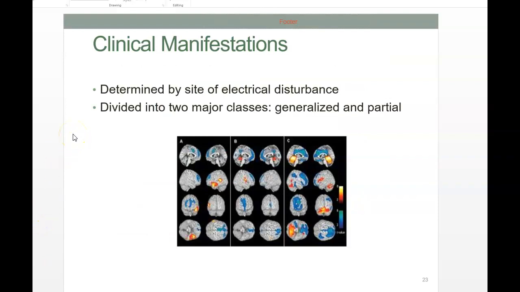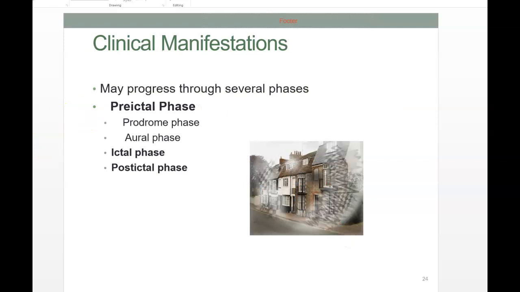Clinical manifestations are typically determined by the site of electrical disturbances and divided into two major classes, which are generalized and partial. Clinical manifestations may progress through several phases. We have a preictal phase, which is before the seizure. You may have a prodromal phase, which precedes the seizure, where you might have a warning as to the activity that might be coming, or an aura phase, which is very similar to what I talked about with migraine headaches, where you may have a bright light or a smell, something that pre-warns you that a seizure is going to occur. The ictal phase is the phase of the actual seizure activity, so you're in full seizure activity at this point. And the postictal phase is post-seizure activity.